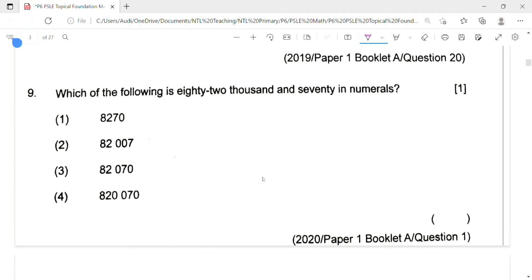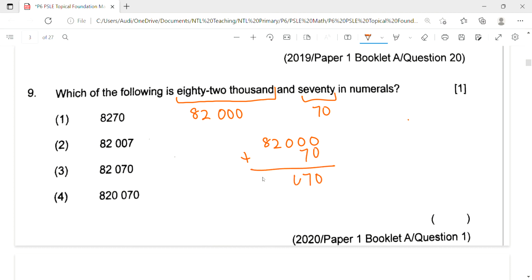Number 9. Which of the following is 82,070 in numerals? So we do this step by step. 82,000. Let's write that down. 82 and then 1,000. 70 is 70. Now we add them up. So 82,000 plus 70, and we get 82,070. This is our answer. Be careful. Make sure you look at the numbers carefully.